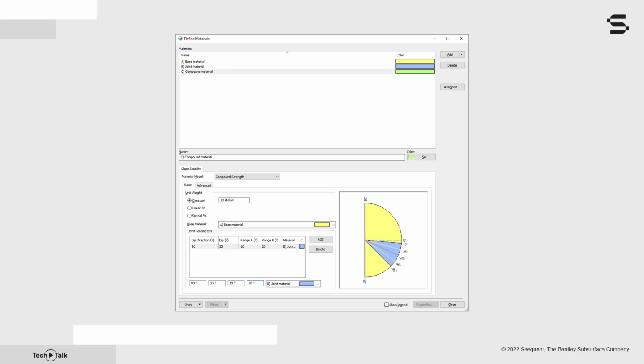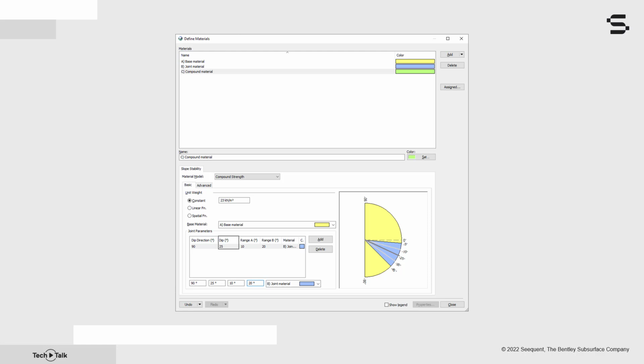The second input for the compound strength material model is the dip. As stated before, the dip is a value from 0 degrees to 90 degrees. In the image on the right, the dip is represented by the dark gray line in the middle of the section representing the joint material, which is blue in this case.